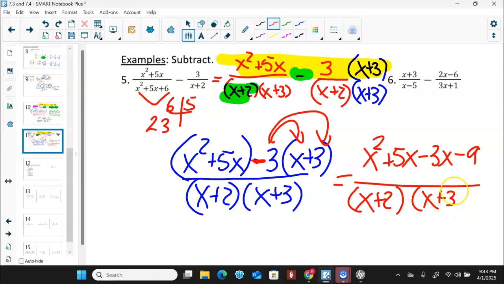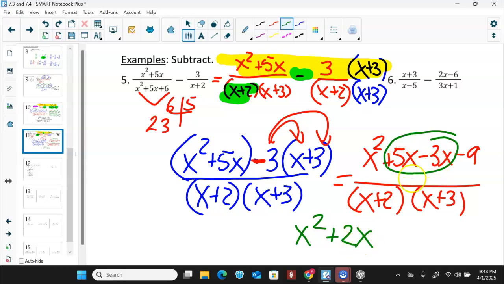Okay? Now we're going to combine like terms. The only like terms we got are these two. So our answer is x squared plus 2x, because 5x minus 3x is 2x, minus 9 over x plus 2 and x plus 3. And you're done. Pause that if you need to do that.